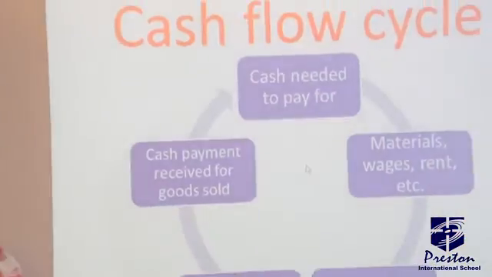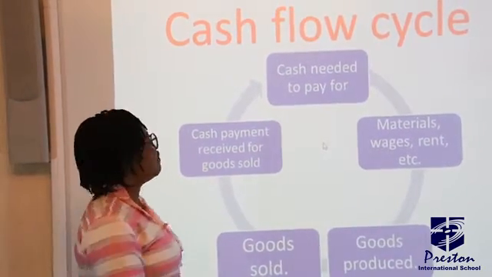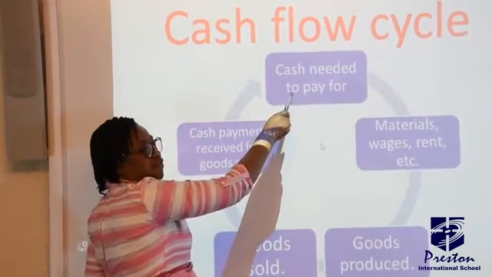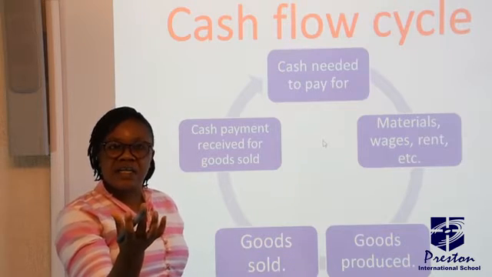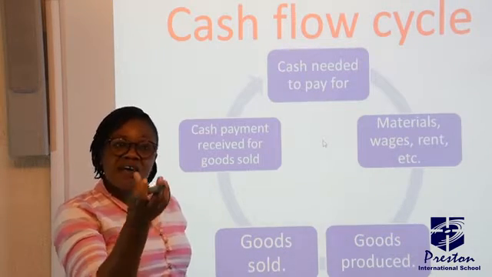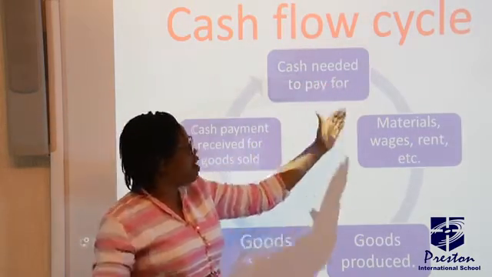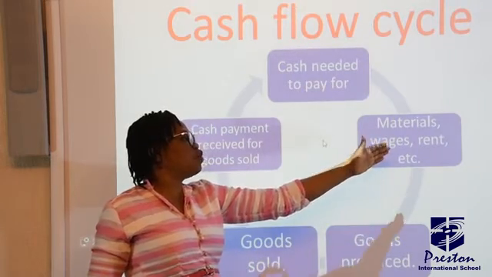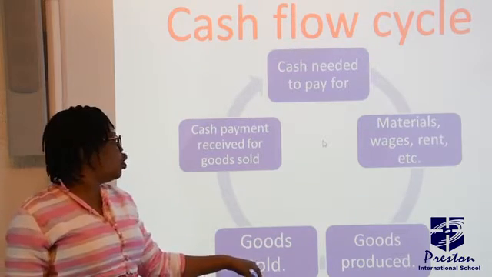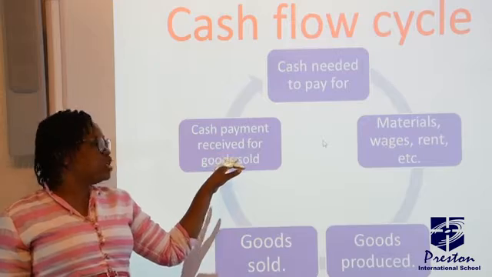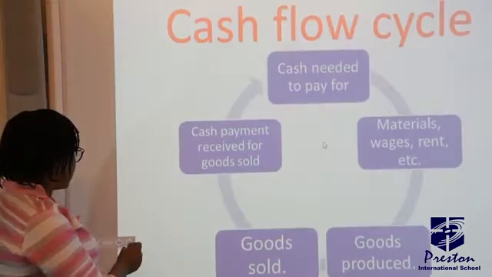Okay, now, this is a cash flow cycle. The first stage, you have to consider the cash needed to pay for. You've actually made supply, and you have to pay for the services which they have rendered to you. That is the cash needed to pay for what you have to pay for: materials, the wages, the rent. Then we have the next one, the goods being produced. We have the next one, the goods sold. And lastly, we have cash payments received for goods sold. Okay, so this is the cash flow cycle.